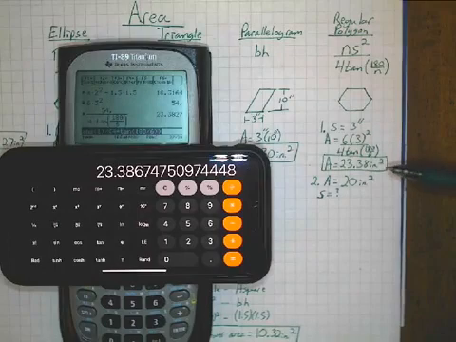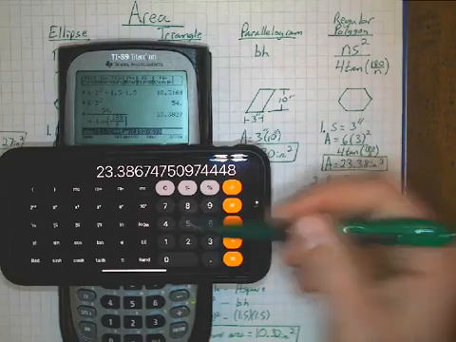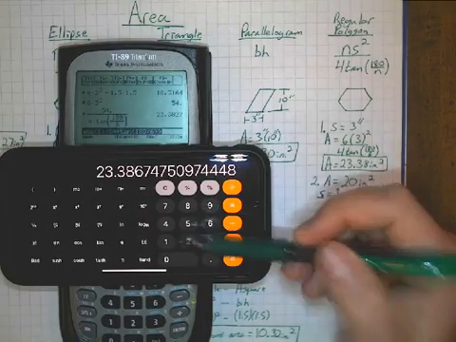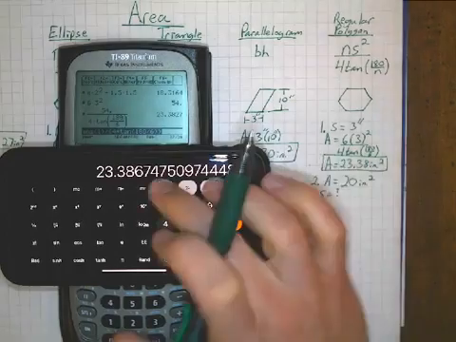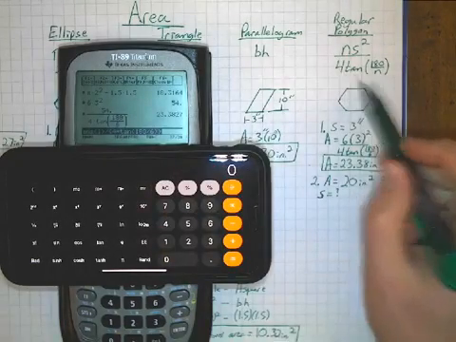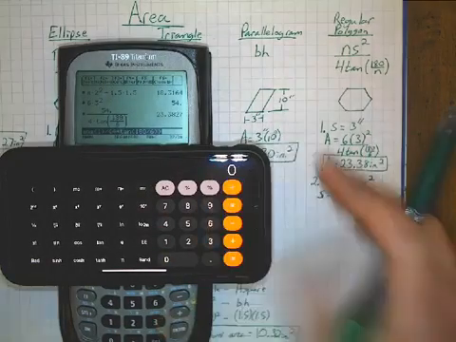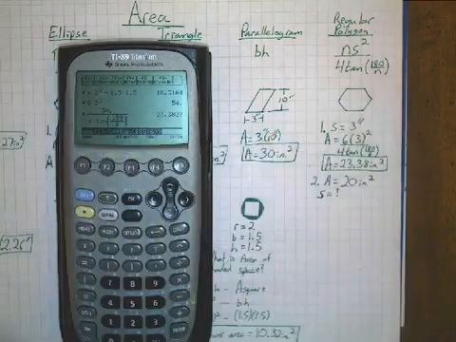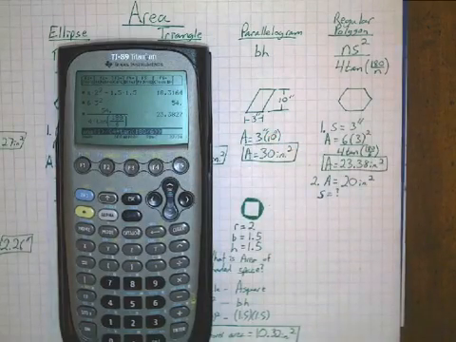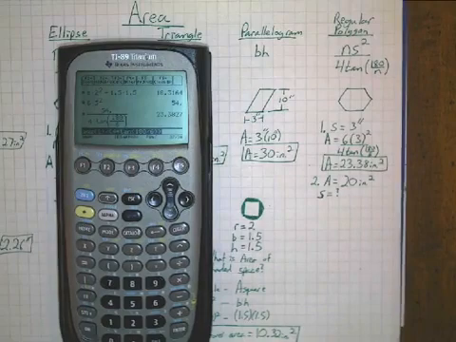So just remember that if you're using your phone, if you hit 4 tan, that's like saying you're taking the tangent of 4, which is not the same thing as what we're doing here. So just be careful if you're using your phone as a calculator that you are doing things in the proper order.